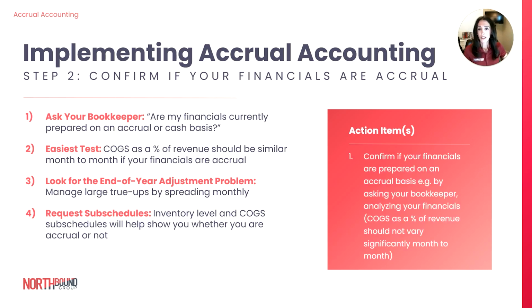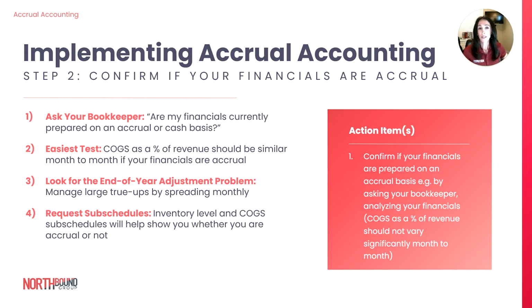Here are some action items. Confirm if your financials are prepared on an accrual basis. For example, asking your bookkeeper, like I noted, or analyzing your financials, looking at that COGS as a percent of revenue will be a dead giveaway. So these are some things that you could do to actually get ahead of it, make sure you're in accrual format, speak to your bookkeeper.